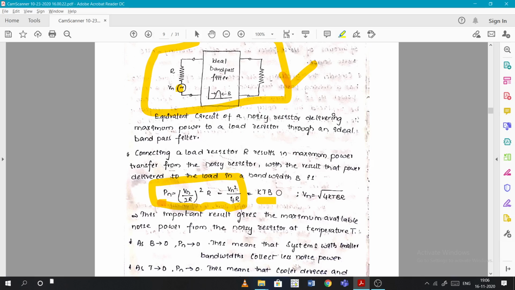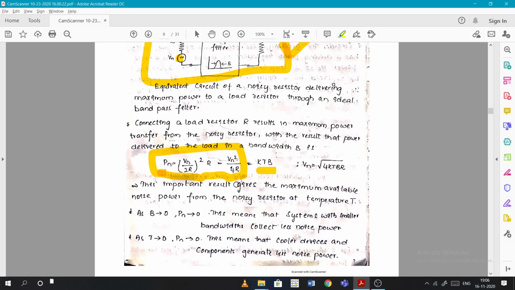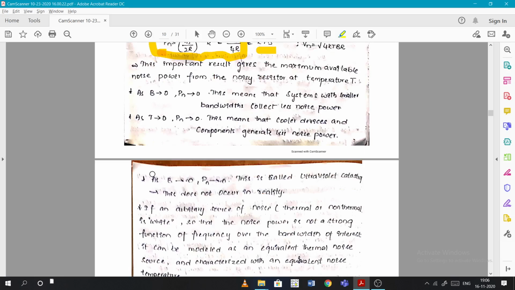In this expression, if the B value, that is bandwidth, tends to 0, the noise power also tends to 0, obviously directly proportional, and the same for T also. If T tends to 0, the noise power will also tend to 0. So with a smaller bandwidth, we get less noise power, and if we have a cooler device, we get less noise power. But let us take the opposite scenario: if we have infinite bandwidth, then we get infinite power also.